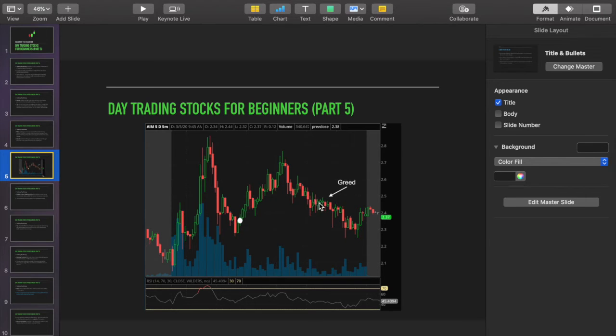But of course, greed is going to come into play if you were still holding the stock later on when it's starting to actually make lower lows and lower highs and is now reversing into kind of a downtrend. At that point, the chart and pretty much everything is going to be telling you that it's time to sell out of your position and lock in any profits that you have left.